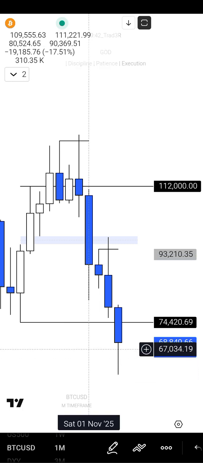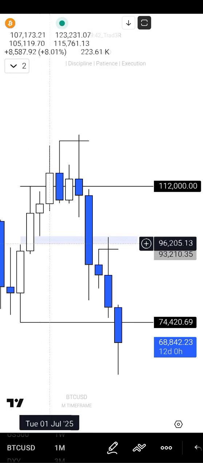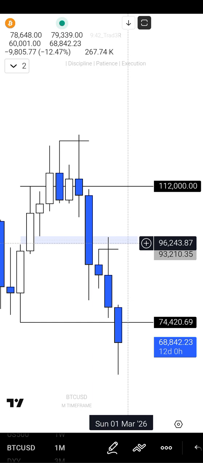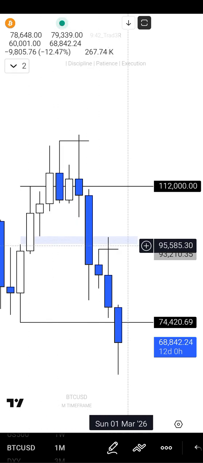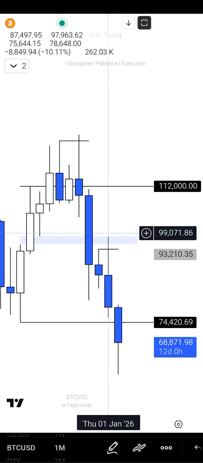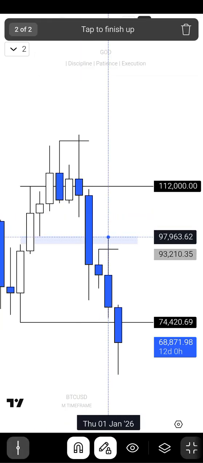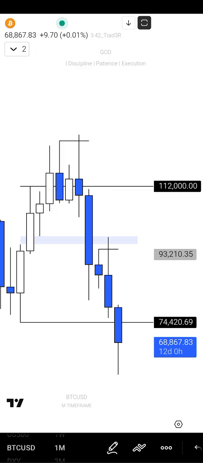So with that said, you can see here we had these overlapping fair value gaps, which is known as a balanced price range or inversion fair value gap. We have that as our key level, and this is the monthly candle of what? January. So let's put a vertical line there. This is the opening time of January, and we'll go to the weekly.